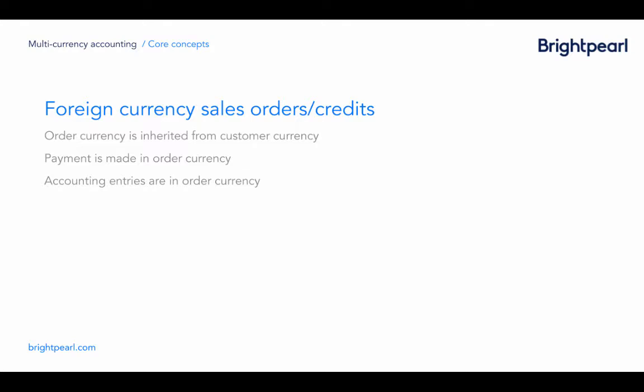The payment for the order is made in the order's currency, and the accounting entries are in the order's currency. Now this is for new orders. We've got the concept of transition orders or old orders. For those of you that are using Brightpearl accounting already, you'll know that foreign orders are paid with base currency. So that's the exception to this rule, and I'll come back to those shortly. Quick question from Kate on updating exchange rates. I'll come back to you in a few minutes.